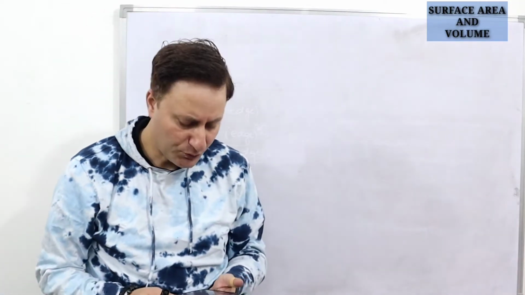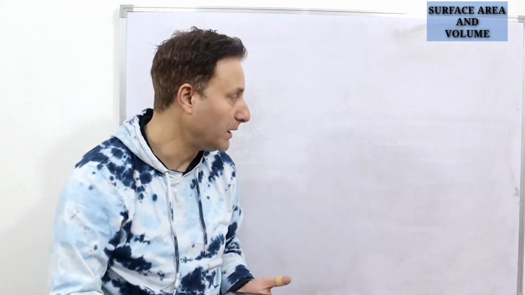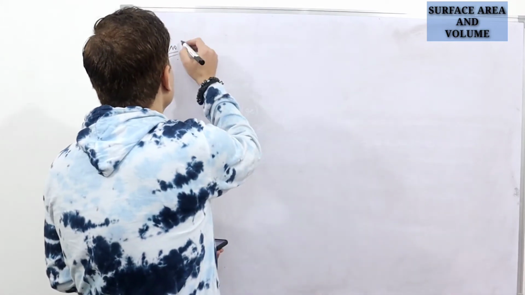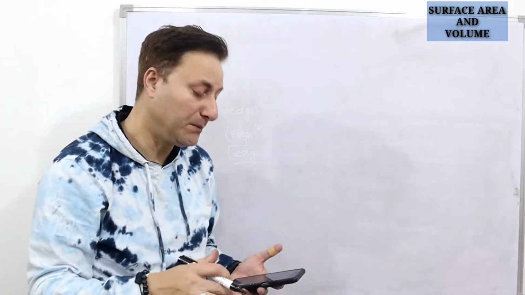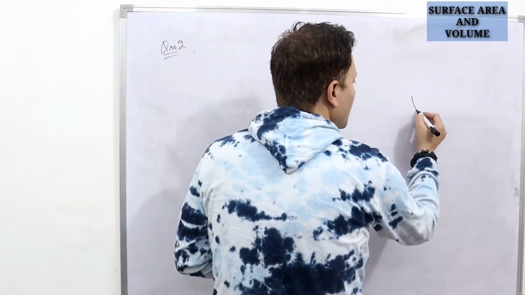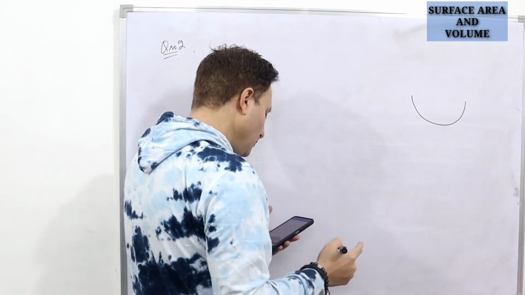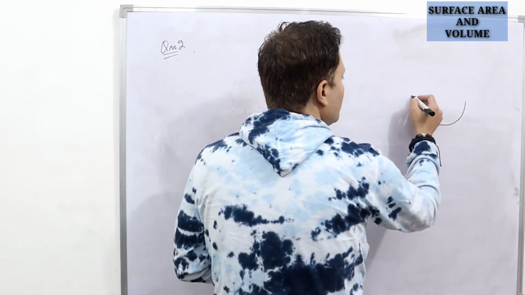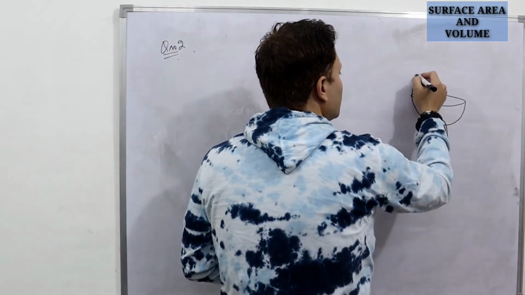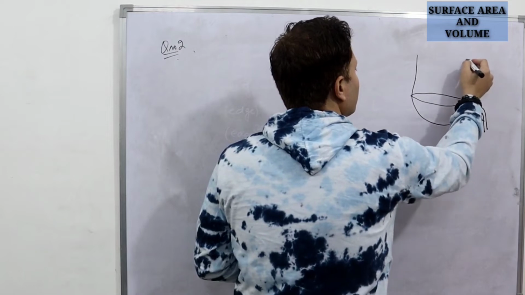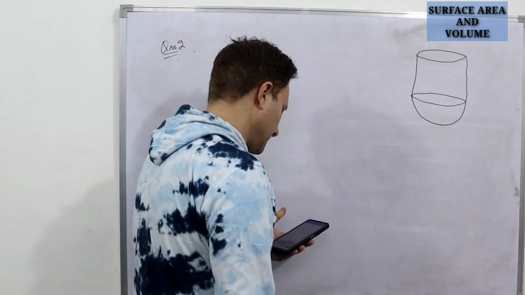Okay guys, so let's move to question number 2. It says a vessel is in the form of a hollow hemisphere. And now we have a vessel, and the vessel is in the form of a hemisphere. Hemisphere is somewhat like this. Now mounted by a hollow cylinder. So we have a cylinder on top of this. So let the cylinder be here. Now this is the actual shape of the vessel.